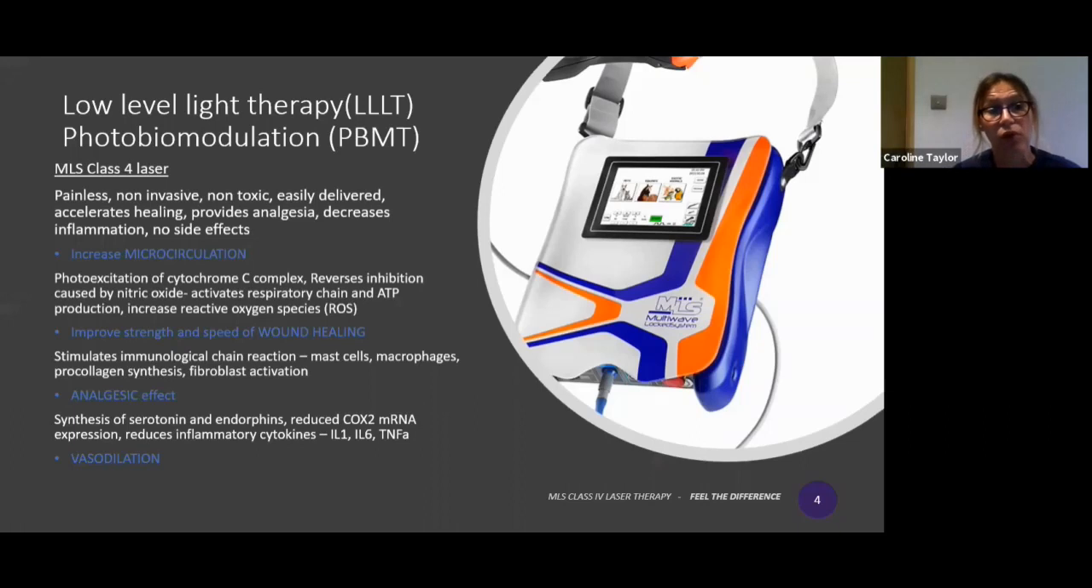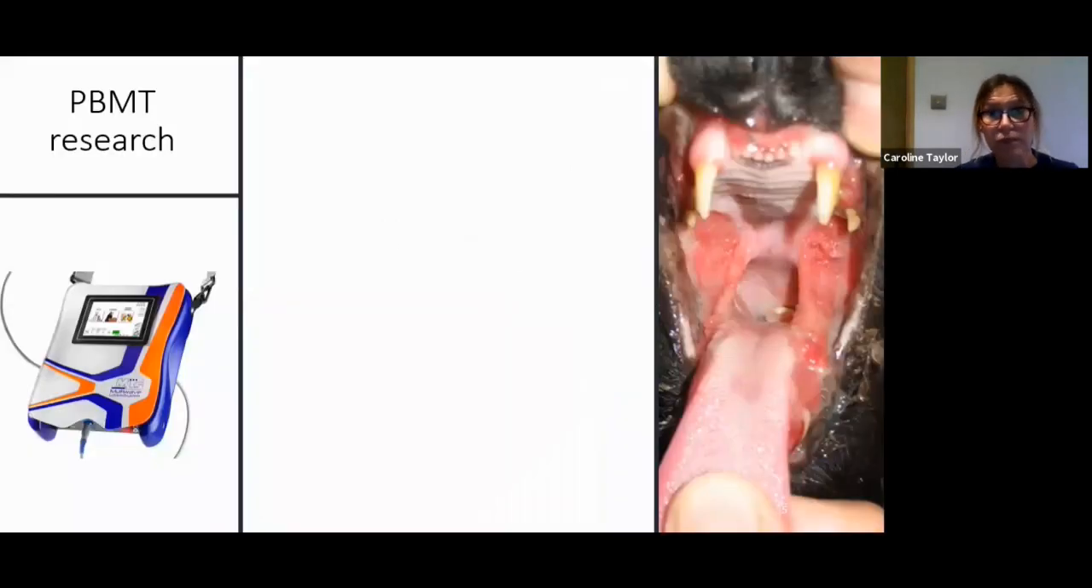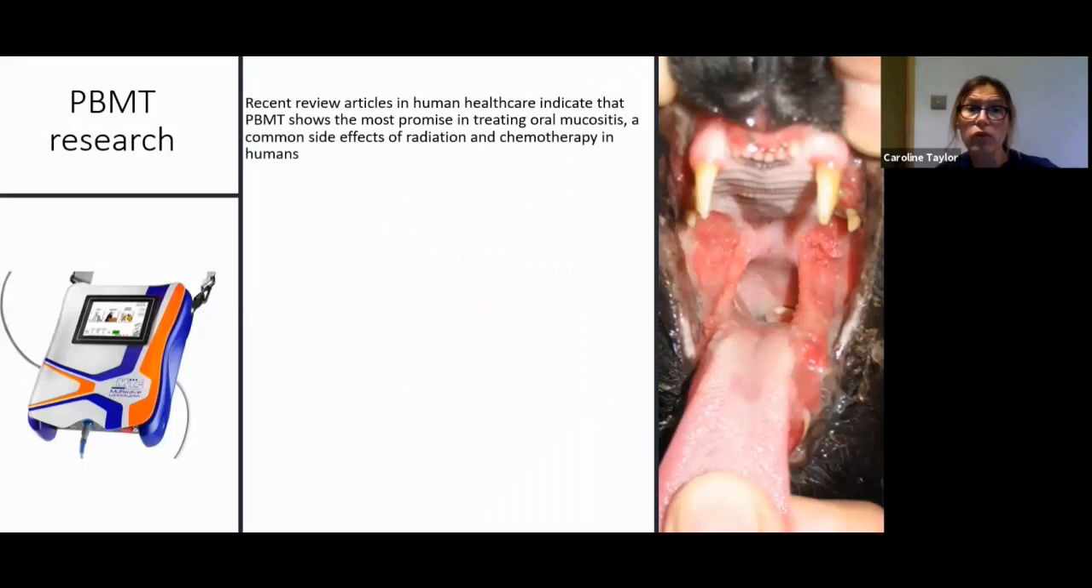It also improves synthesis of serotonin and endorphins, reduces COX-2 mRNA expression, and reduces inflammatory cytokines. It also acts to vasodilate, so with smooth muscle relaxation, and helps endogenous antioxidant pathways as well. So in terms of oral conditions, where are we with that? Why are we suggesting using it within the mouth in cats and dogs?